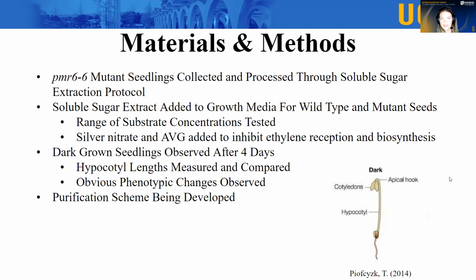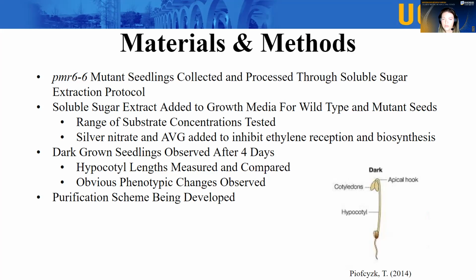What we do is we take the Pmr6 mutant seedlings, we grow them, we collect them, and we process them through a soluble sugar extraction process. The goal of this is to manipulate biochemical aspects of sugars to pull out the OGA from the plant. Once we've extracted the substrate, we apply it to a growth medium for wild type, so the normal plant, and for the mutant plant. The goal is to see how the substrate influences plant growth.